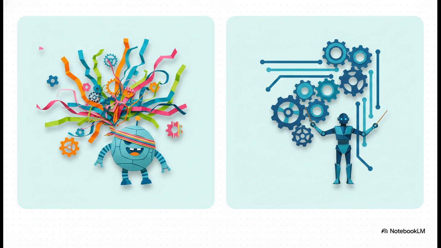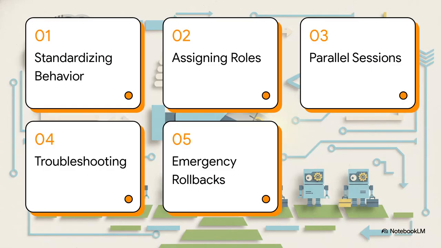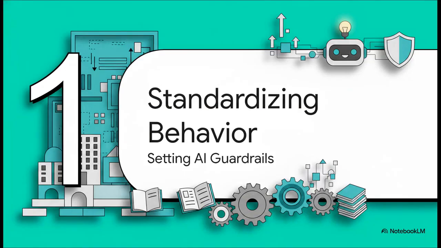Strategic orchestration is the exact opposite. It's treating the AI with strict rules, providing deeply localized context, and actually managing workflows using professional tools like Git work trees. So, here's our management handbook for today. We're going to cover standardizing behavior, assigning roles, managing parallel sessions, troubleshooting, and finally, executing emergency rollbacks. Let's get into it.